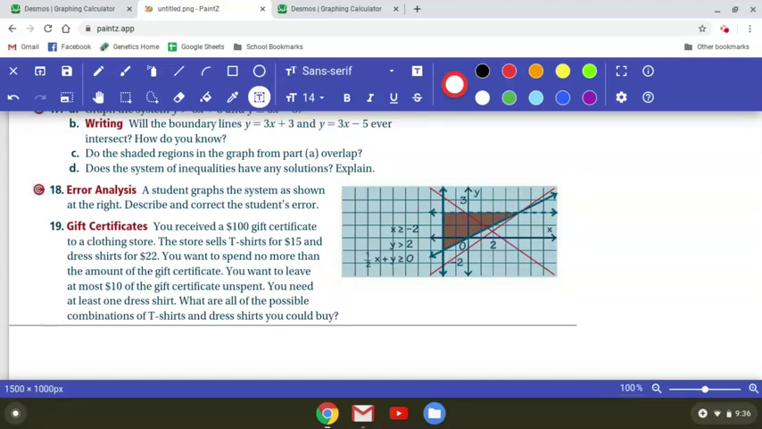Okay, let's solve the rest of the homework problems. So let's do number 18. A student graphs the system as shown at right. Describe and correct the student's error.